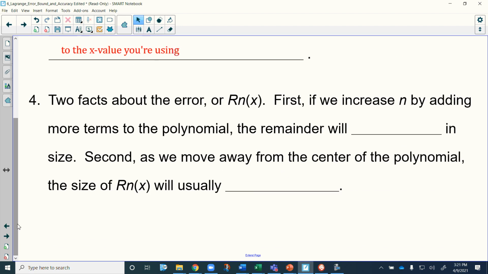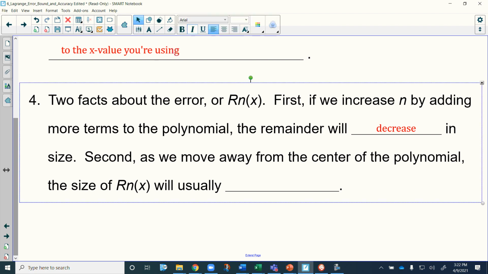Two facts about the error. First, if we increase the number of degrees by adding more terms to the polynomial, the remainder will get smaller. The further that you go out in your degrees, the more accurate your approximation is going to be, so the remainder becomes a smaller value. Second, as we move away from the center, the error itself is going to increase.